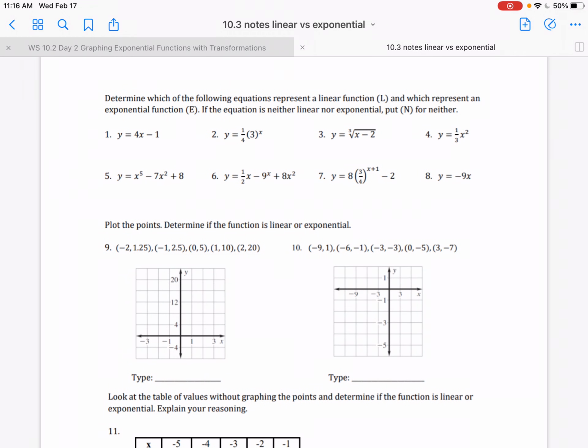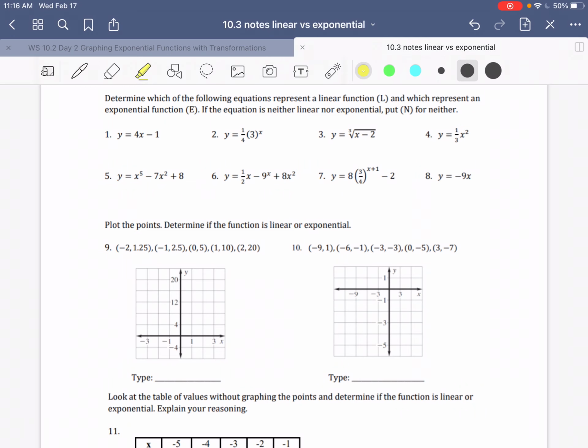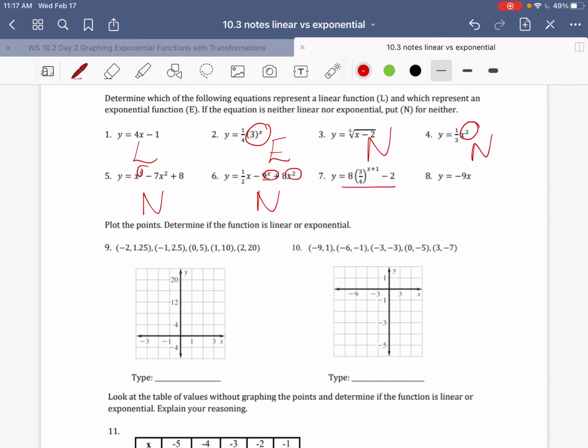So determine which of the following. For number 1, that is an mx plus b form, so that is linear. The next one has an exponent, so that is exponential. 3 has a radical, so that is neither. You guys don't know this yet, but if it has the squared, it is neither, because it has to have an exponent of x. 5th power again, neither. This has the x and the squared. Again, it's neither. This is something that was on our e-learning. That is exponential. And this is a linear graph because there is no exponent of x.